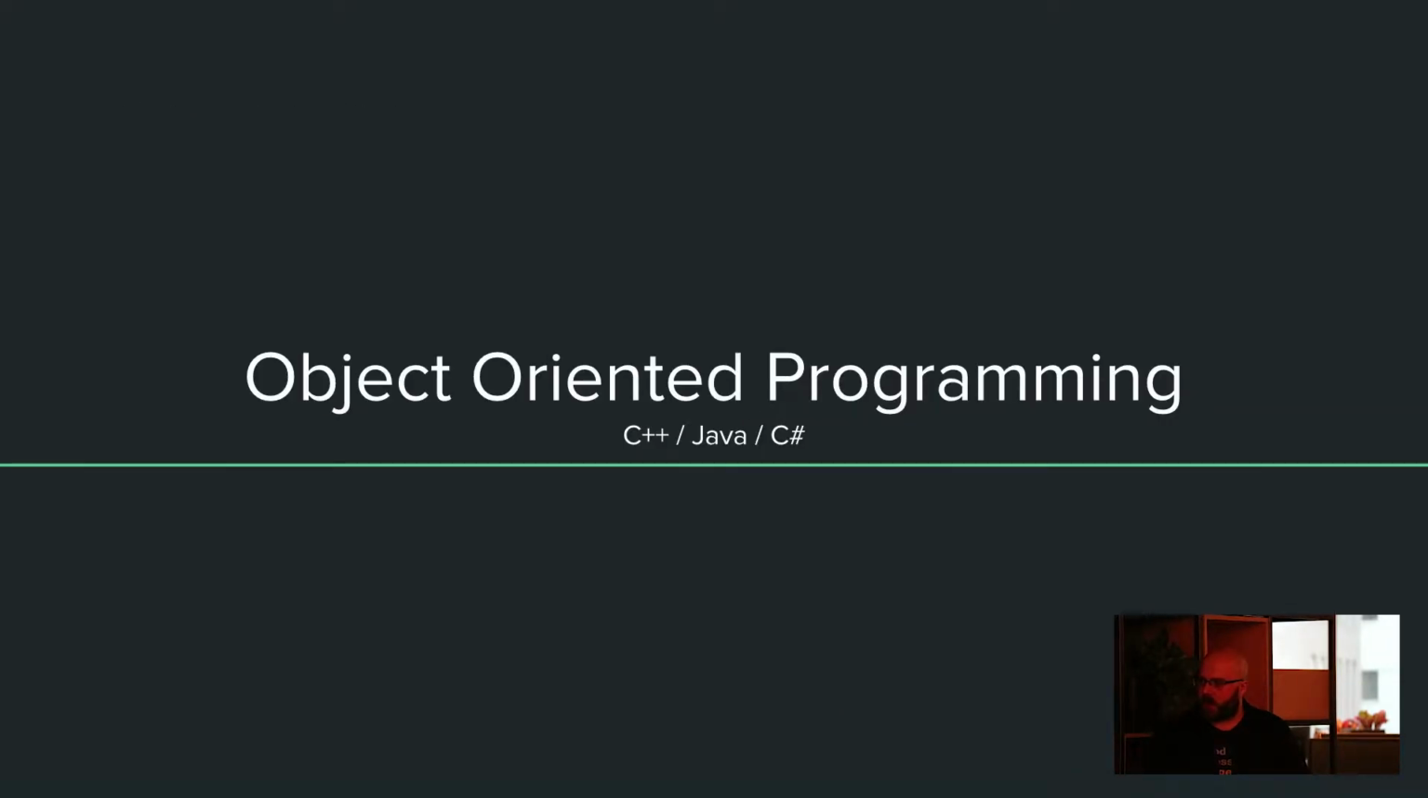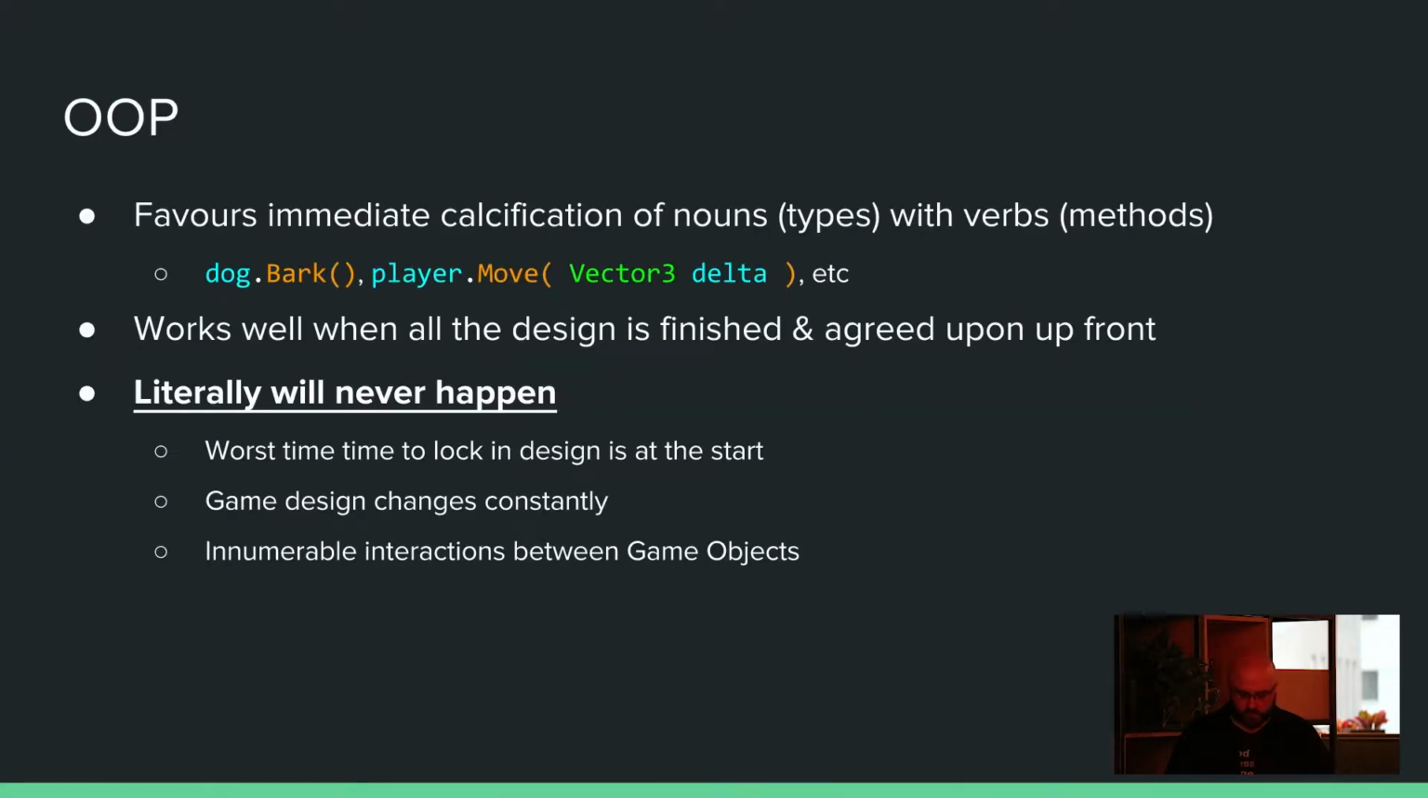Okay. Common pitfalls that I've seen in object-oriented programming, and I'm talking about the OO that you see in C++, Java, and C#, which hopefully a lot of people here are familiar with if they're working with Unity. The best way I've seen OO described is that it favors immediate calcifications of nouns with verbs, or your types and your classes with methods. So here I've got dog.bark. So dogs can bark. Players can move by a given delta, etc.